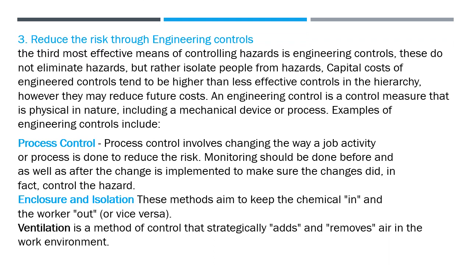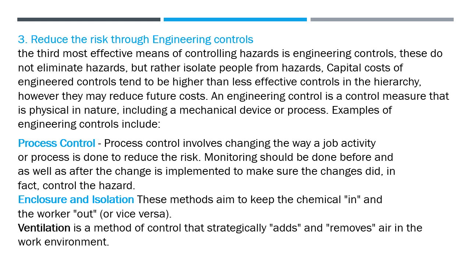3. Reduce the risk through engineering controls. The third most effective means of controlling hazards is engineering controls. These do not eliminate hazards, but rather isolate people from hazards. Capital costs of engineered controls tend to be higher than less effective controls in the hierarchy. However, they may reduce future costs. An engineering control is a control measure that is physical in nature, including a mechanical device or process.